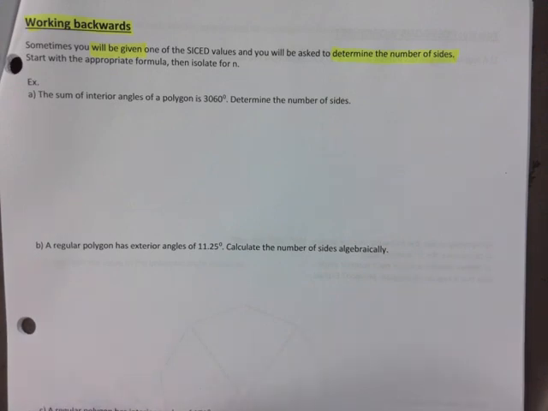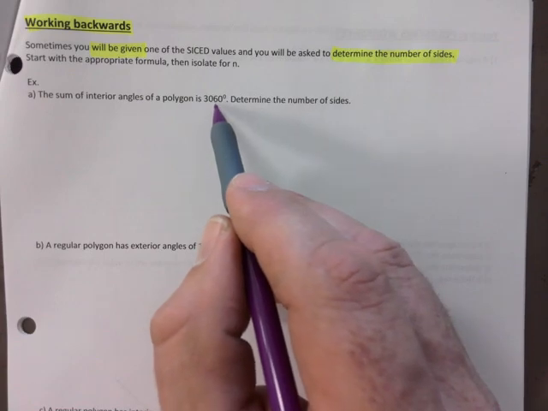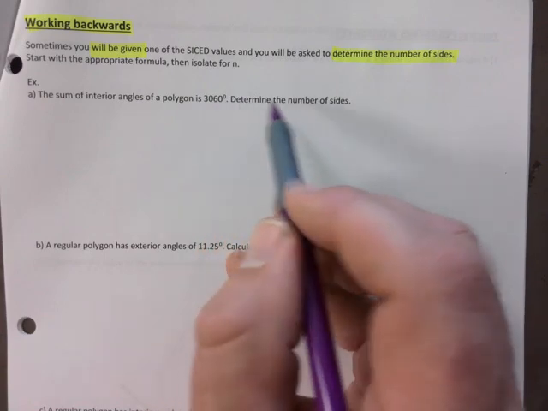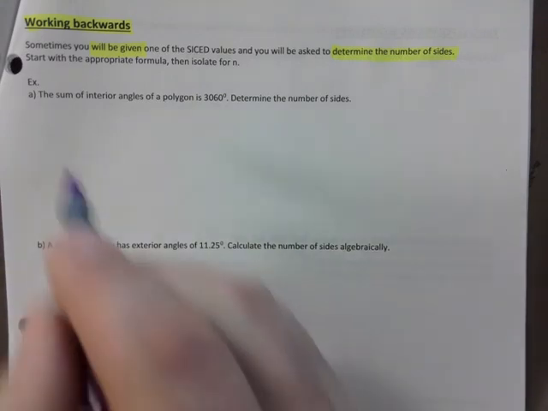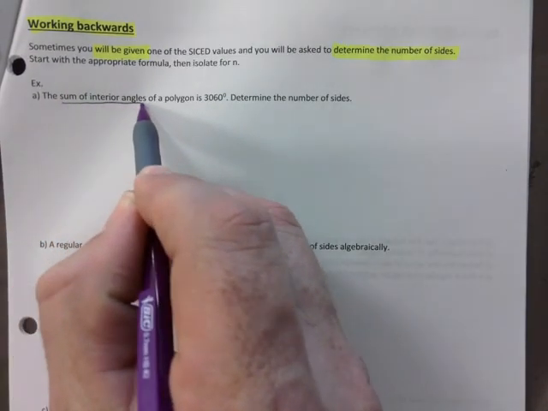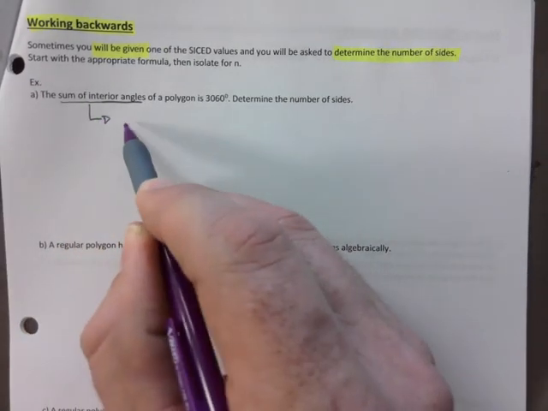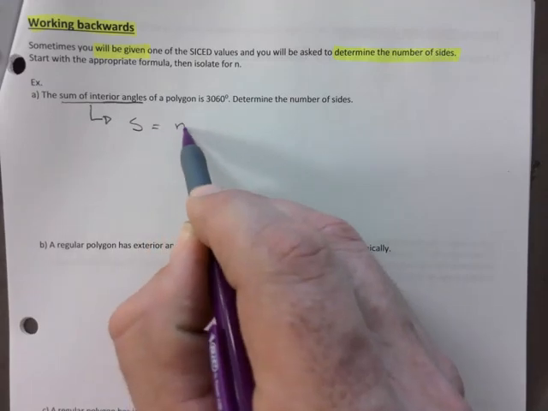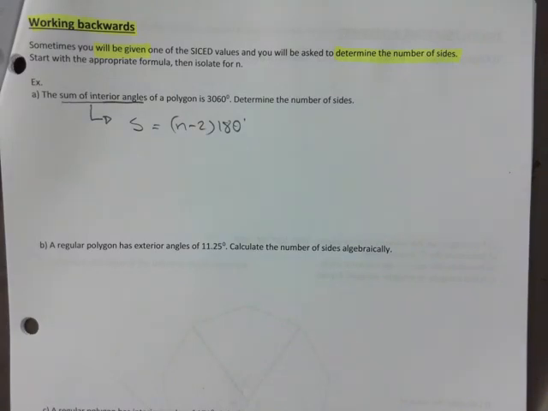So here's an example. The sum of interior angles is 3,060 degrees. Determine the number of sides. Listen to this part. You cannot guess. Guessing is okay for you to know whether or not you're doing this right, but you have to show the work. So you focus on what this number represents. It's the sum. What is the formula for sum? N minus 2 times 180.